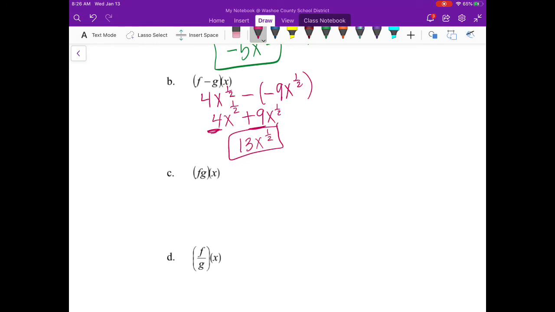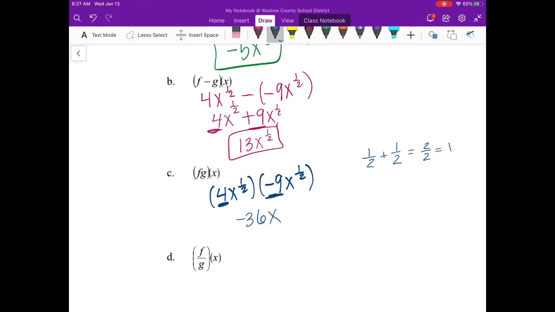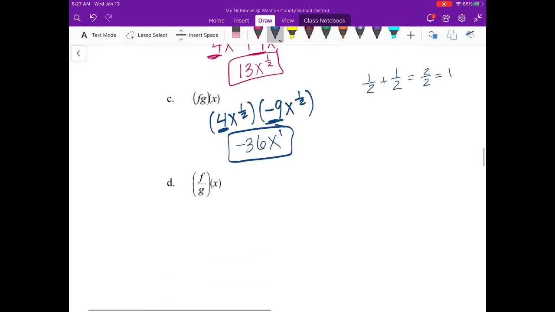When I am multiplying, and here's where your knowledge about exponents comes in handy, I'm going to write down my functions, they're going to be multiplied. What happens to the exponent when the terms are being multiplied? We actually end up adding them. So I'm going to multiply the 4 times the negative 9 like normal, negative 36. And the x is going to stay the same, but think about what happens to the exponents. We're actually adding them up. 1/2 plus 1/2 is 2/2, or just 1. So there's actually a 1 right there. Not necessary that you write it, but there is 1. Okay.